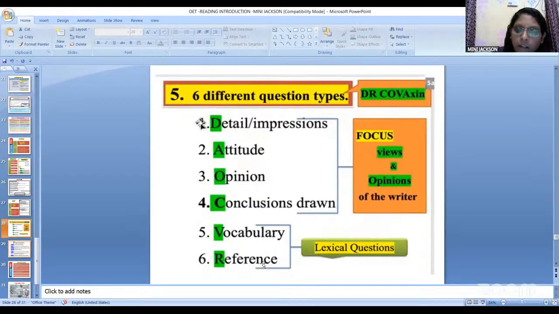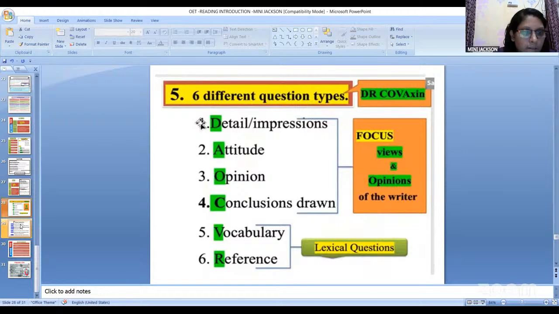Maybe it's a reference like it, this, these, those, like that. We need to focus on where it is written. The pronouns they use, we have to understand so that we can write the answers.